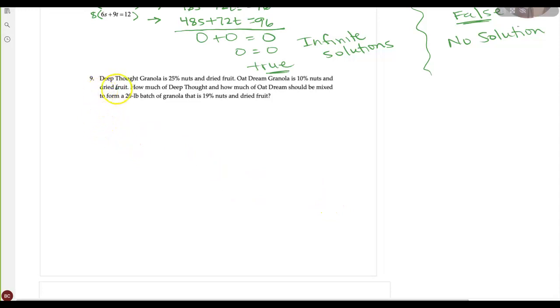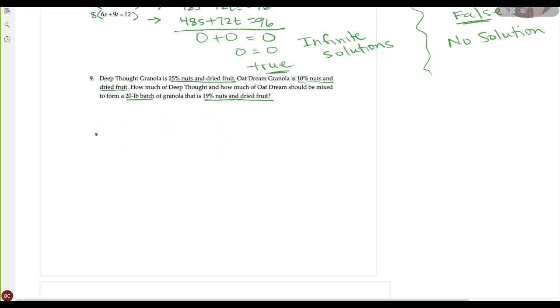Okay, so Deep Thought granola is 25% nuts and dried fruit, right? So it's both of those together. And Oat Dream is 10% nuts and dried fruit. How much Deep Thought and how much Oat Dream should be mixed to form a 20-pound batch of granola that is 19% nuts and dried fruit?